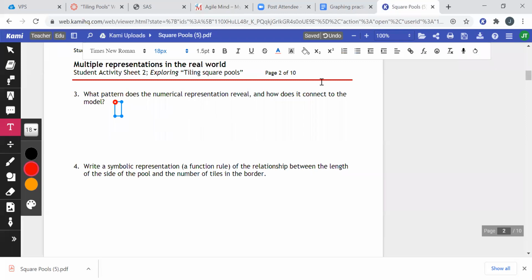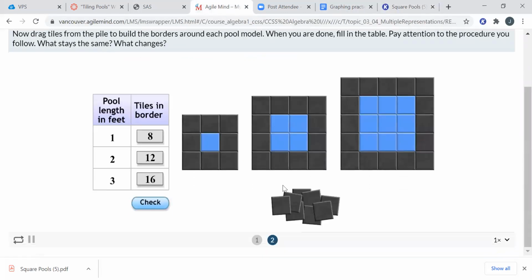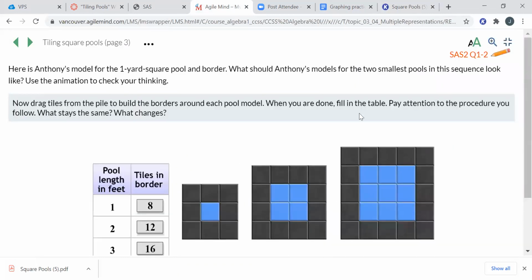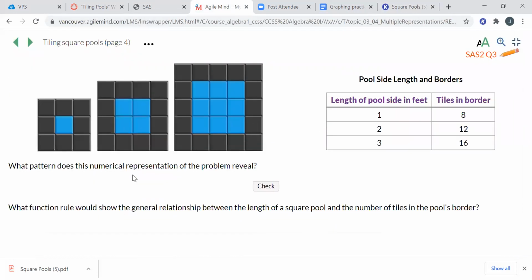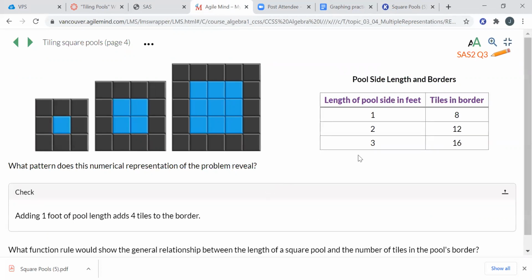What does the pattern reveal? How much does it connect to the model? Okay, we're going to go back to that and ask ourselves, what do we notice about the tiles in these numbers? As we go on, we're going to talk about that. What pattern does this numerical representation reveal? Well, you may notice that this is going up by 1s and that's going up by 4s. That's a good one. What's this say? Oh my gosh, every 1 foot I add, it seems to add 4 tiles to the border.